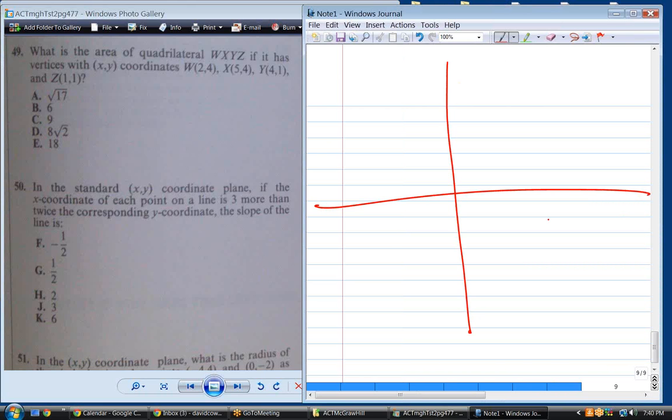We can draw this. The problem with spending this much time graphing it is it takes quite a bit of time. That's W, that's X, Y would be 4, 1, so Y would be about there, and Z is 1, 1, which is right there. So they're talking about that quadrilateral, which looks to be like a parallelogram. In fact, is it a parallelogram?